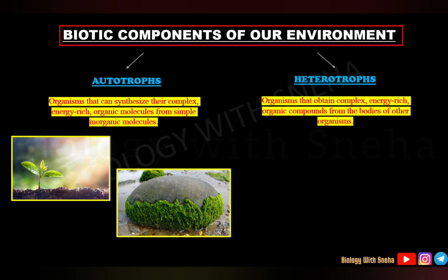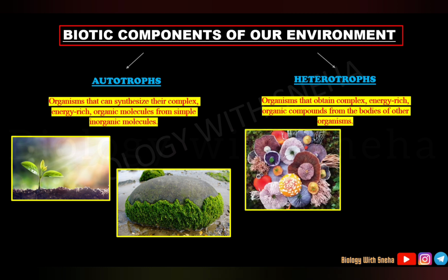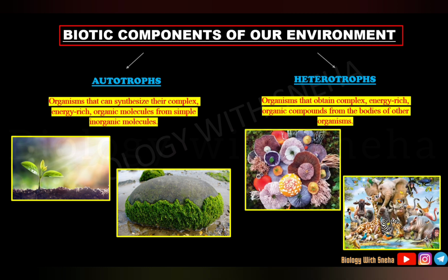The second component would be the heterotrophs. Heterotrophs are the organisms who usually obtain the complex energy-rich organic compounds from the bodies of other organisms. It could be a dead or an alive organism. So these are the organisms that are going to feed upon other organisms, which could be dead or alive. Few examples could be fungi and animals.